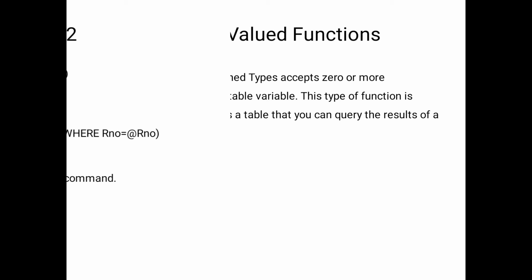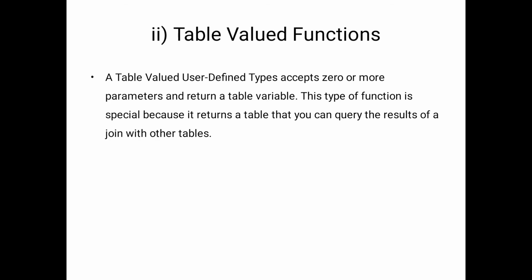Now we will move to the second type, that is table valued functions. Here we have a facility to return a whole table variable. Please observe that a table valued user defined function accepts 0 or more parameters and returns a table variable. This type of function is special because it returns a table that you can query, for example the results of a join with other tables. Here we receive the whole table.